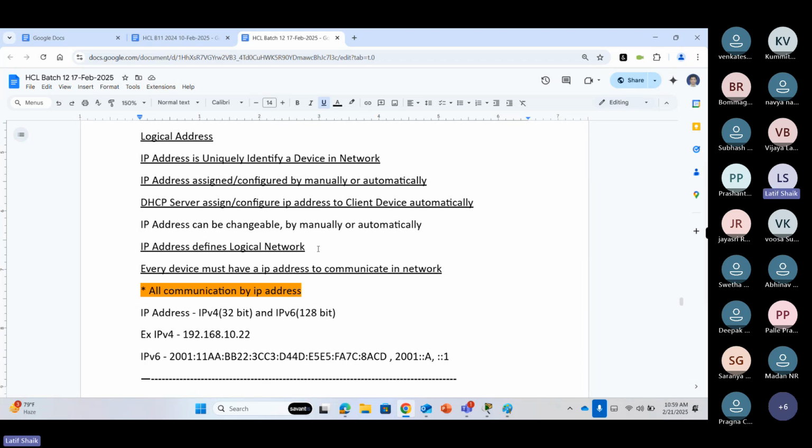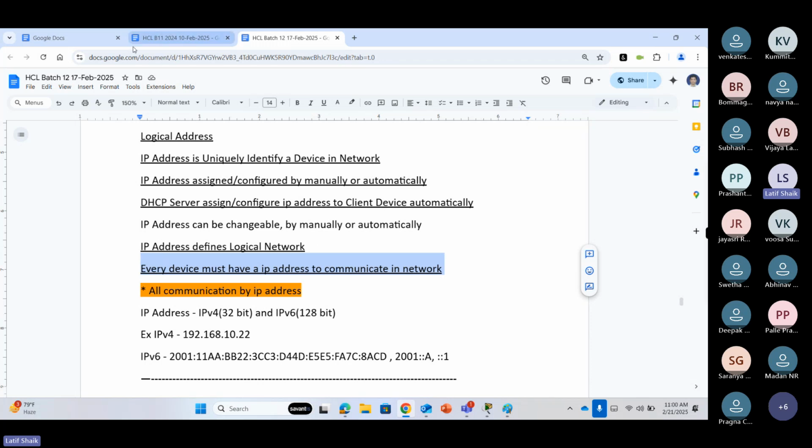So the point is, an IP address defines what logical network it is. You can define the logical network. Every device must have an IP address to communicate in the network. Without an IP address, you can't communicate in the network, whether it is an IPv4 address or an IPv6 address. It is compulsory to have an IP address to communicate in the network, and all communications happen by IP address only.